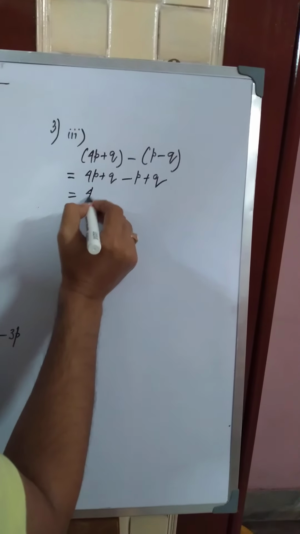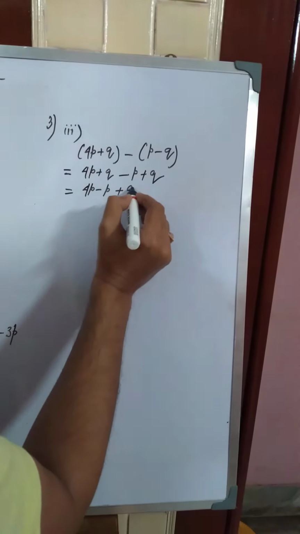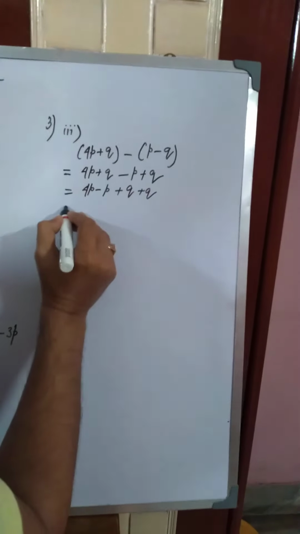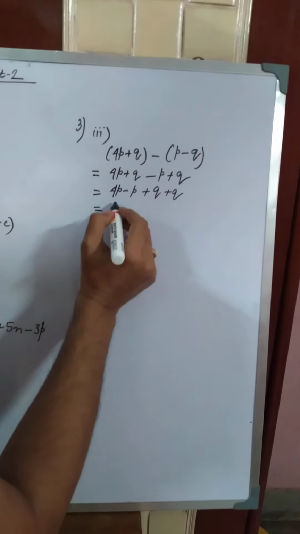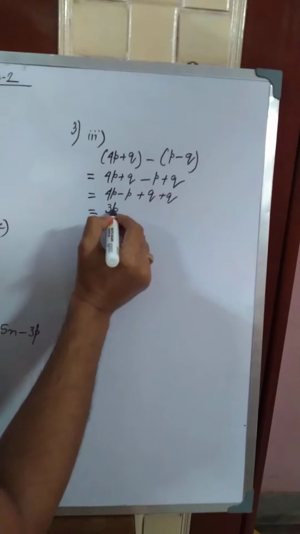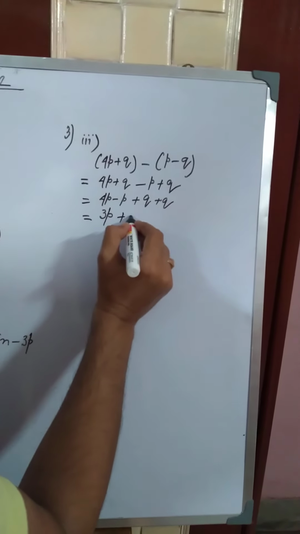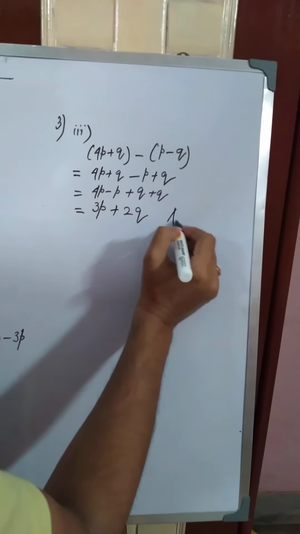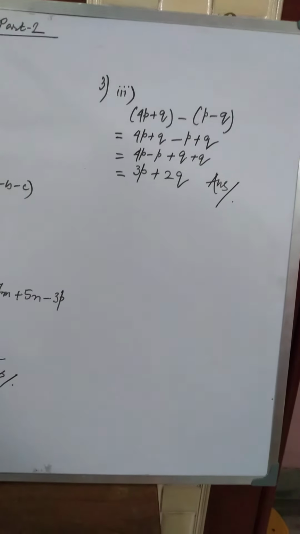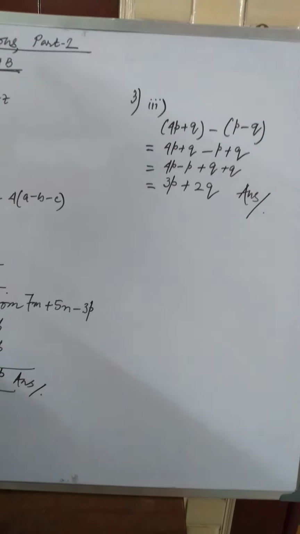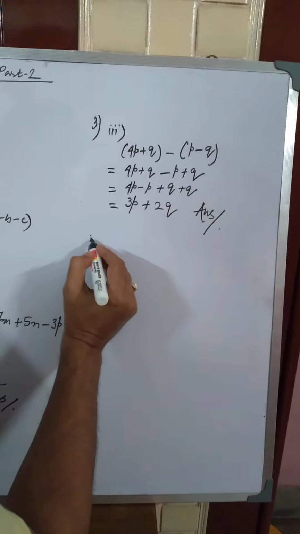Now write down the like terms: 4p minus p plus q plus q. Now 4p minus 1p, 4 minus 1, 3. So 3p plus q plus q, 1q plus 1q, that means 2q. 3p plus 2q. Here it is the answer of this question, 3 Roman 3. Consider 3 Roman 4.